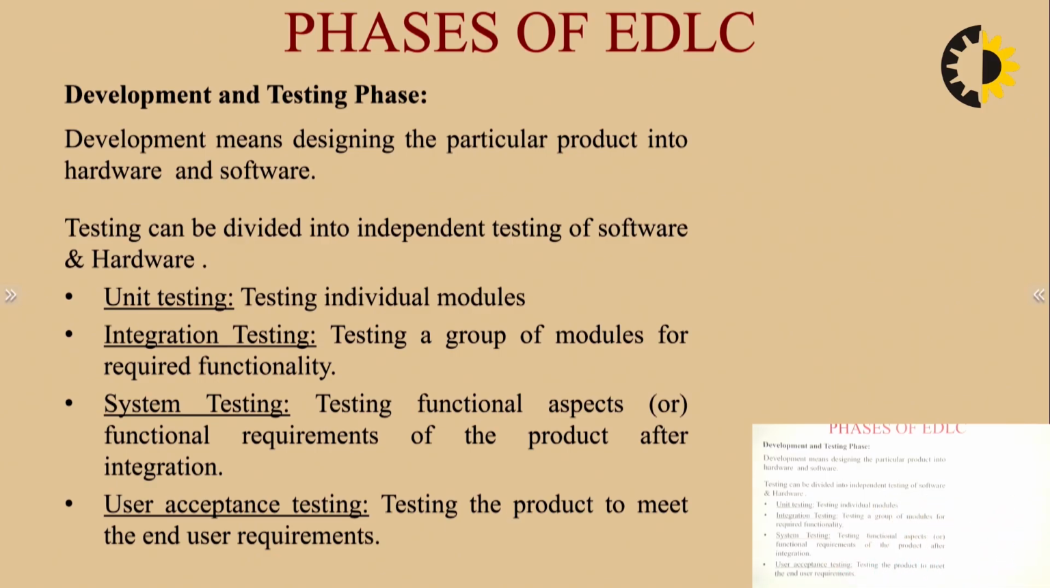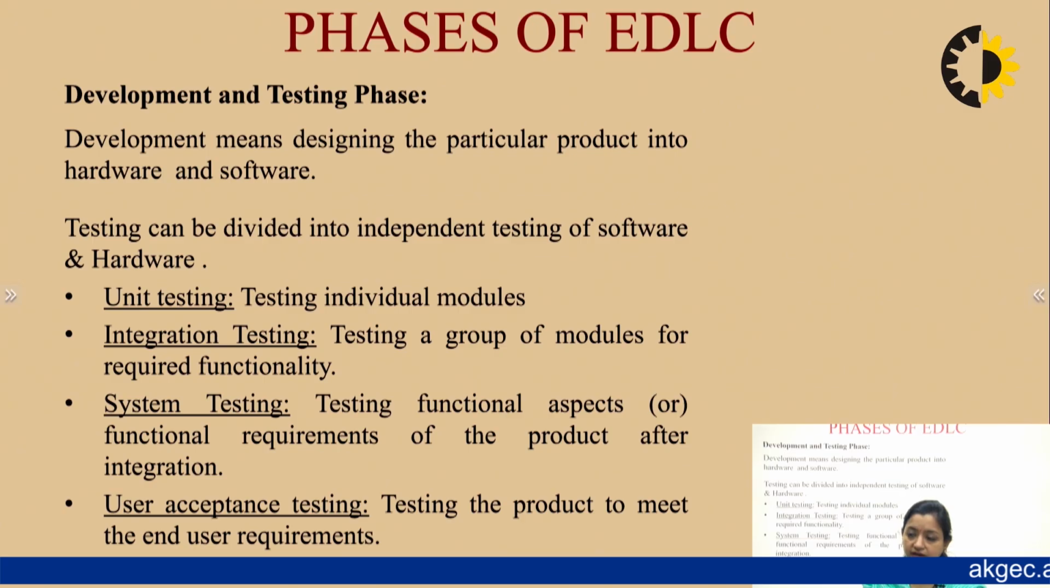Development means designing the particular product into hardware and software. Now you will realize whatever you have designed, whatever you have prepared as a document on paper, you have to convert that paper into a real model having hardware and software. So this is the development phase. Testing phase can be divided into independent testing of hardware and software. Embedded system is actually an integration of hardware and software where you combine both of these to develop a product. So testing can be divided between these two.